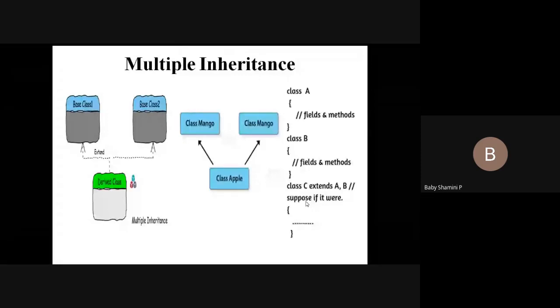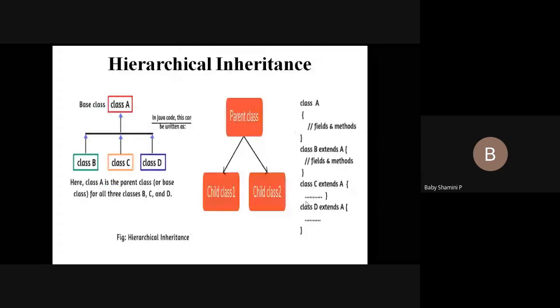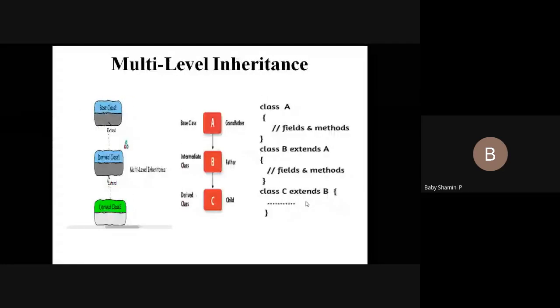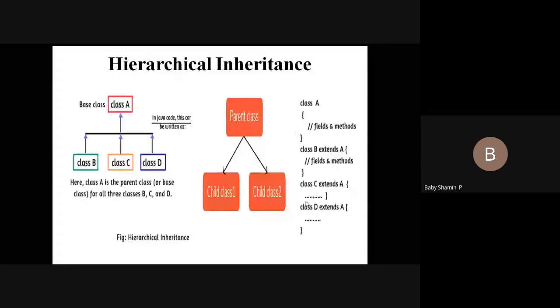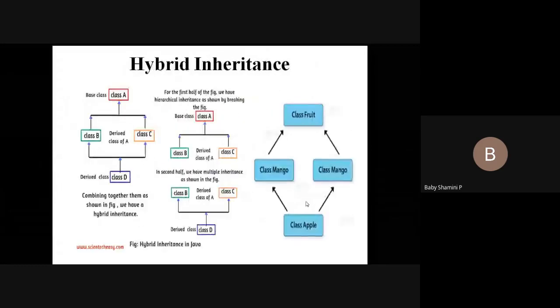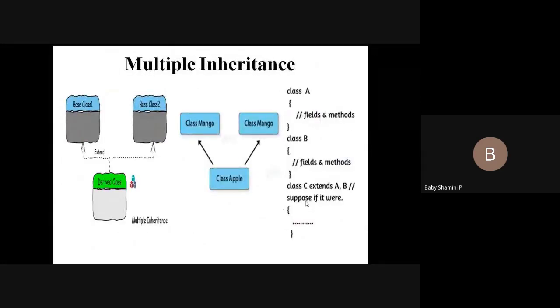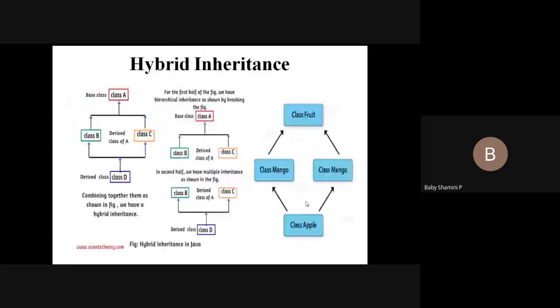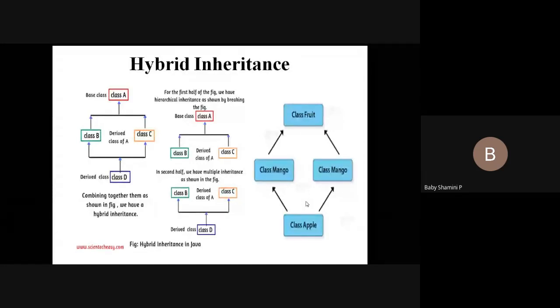So inheritance supports only three concepts, that is, single inheritance, multi-level inheritance and hierarchical. Multiple and hybrid, we can implement these two inheritances through the interface concept. So next one, hybrid. Hybrid is the combination of maybe single level inheritance plus hierarchical, or multiple inheritance plus hierarchical. So a combination of different inheritances is called hybrid inheritance.